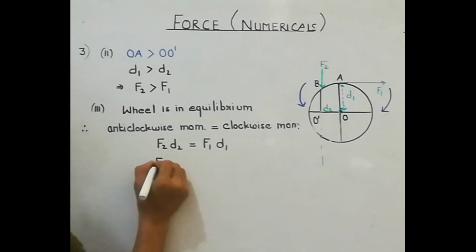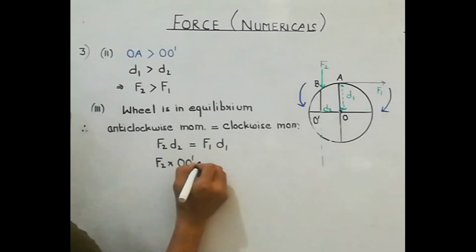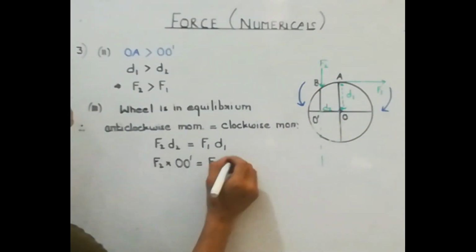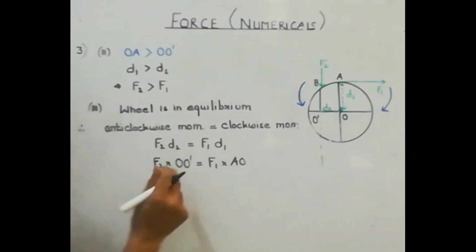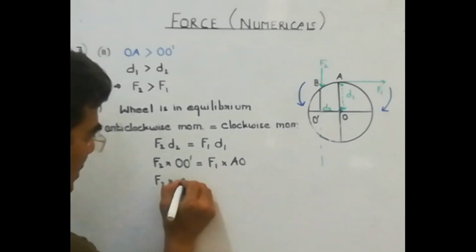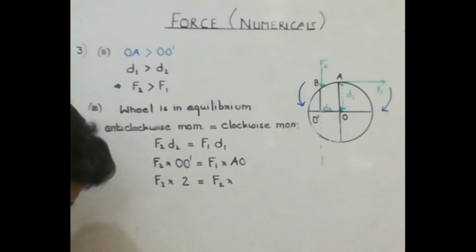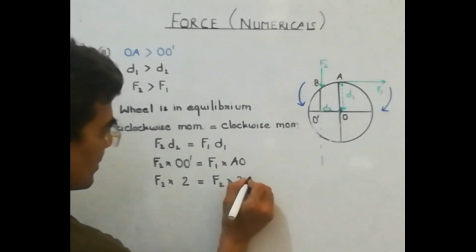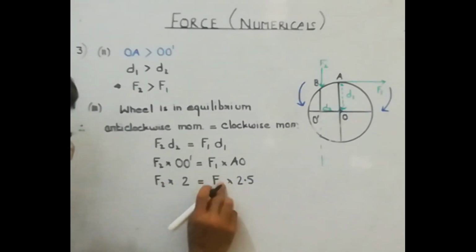F2 into, now here D2 is OO dash and D1 is AO. Now how much is OO dash given to you? OO dash given to you is 2 centimeter. And how much is AO given to you? AO is given as 2.5 centimeter. Right? So now you have to compare it.